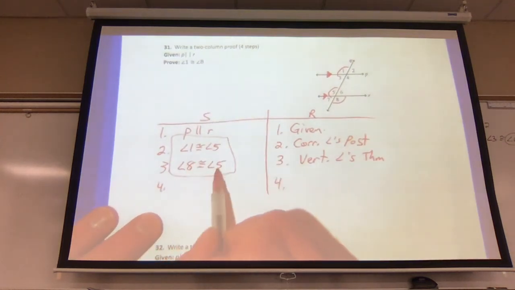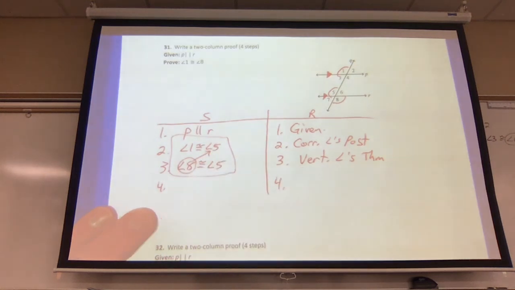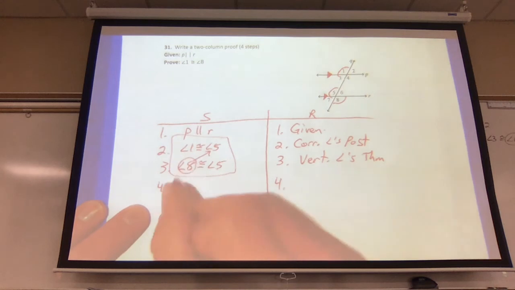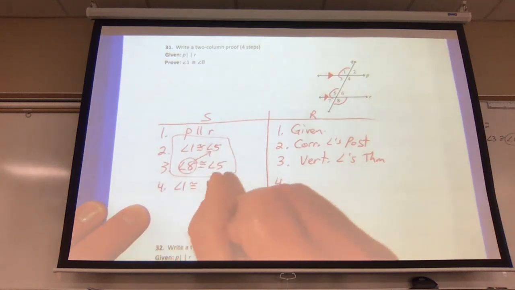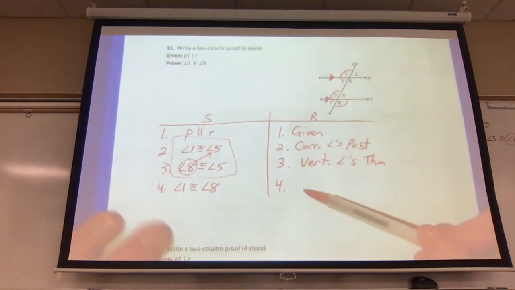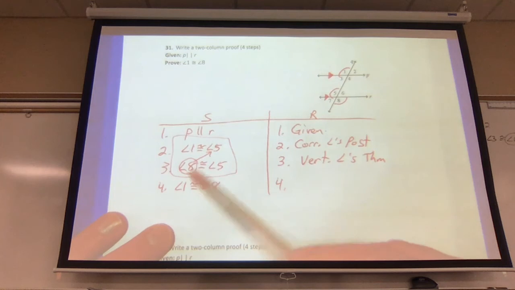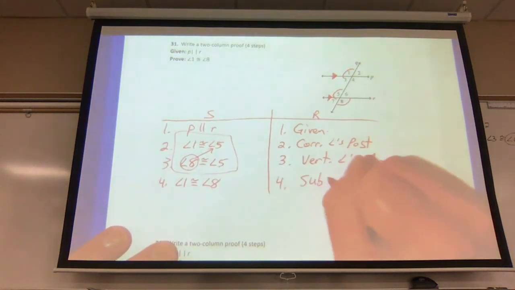Since angle 8 is congruent to angle 5, I can take angle 8, put it in here for angle 5. When I do that, I get angle 1 on the left still. Angle 5 on the right becomes angle 8, which is what we wanted to prove. And we need our reason. What reason allows us to take one thing out, put another in for it? Substitution.